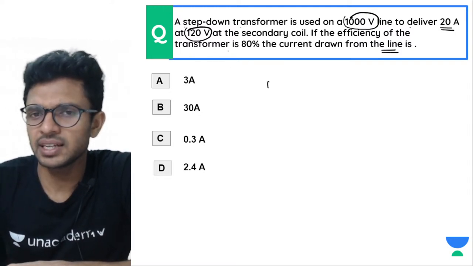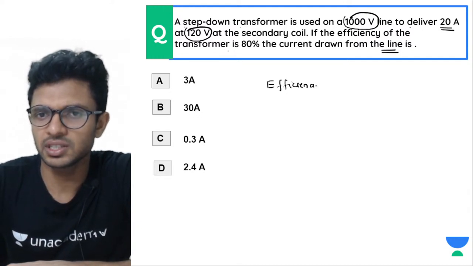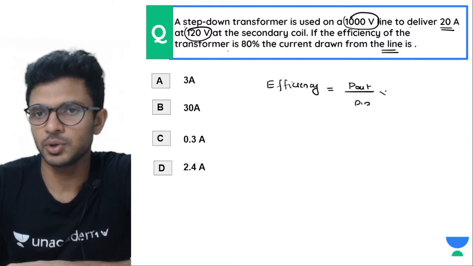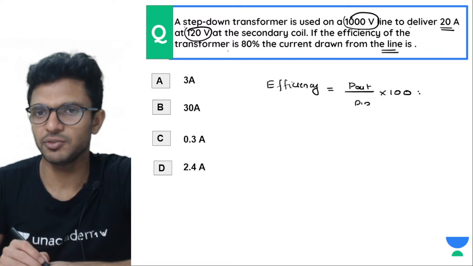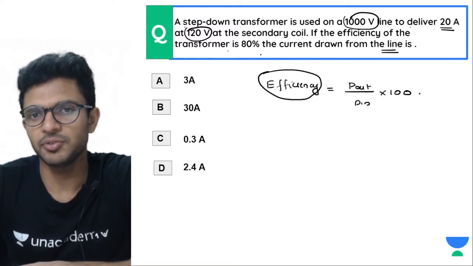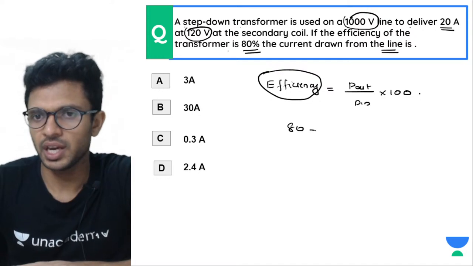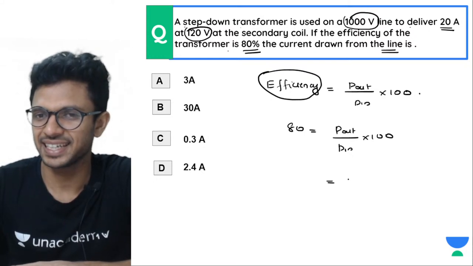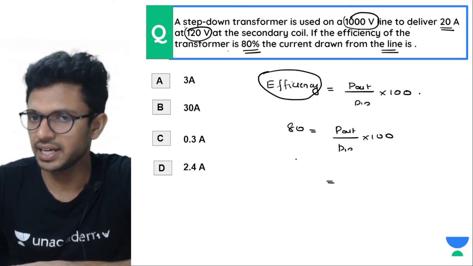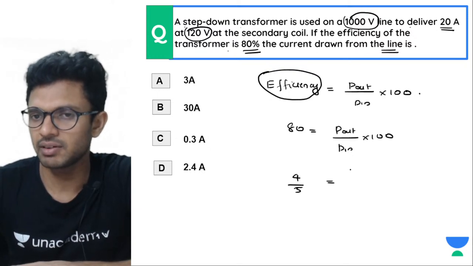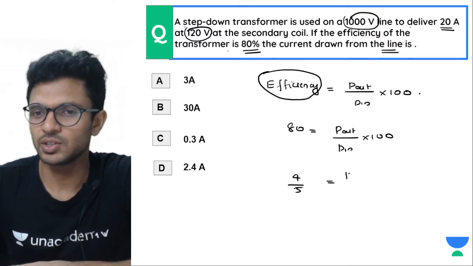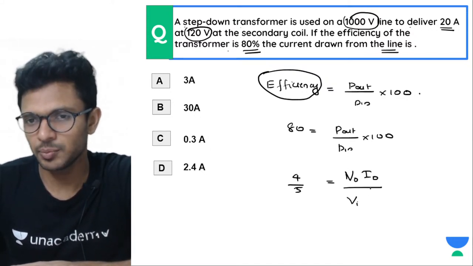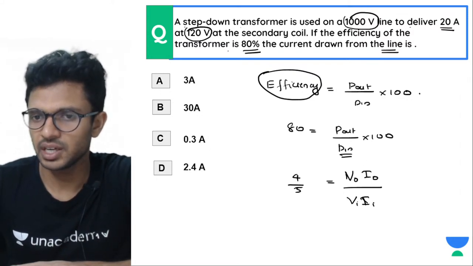Now, how do you calculate the efficiency? Tell me, what is the formula for efficiency? That is power output divided by power input into 100 is how you calculate efficiency. What is the efficiency given? 80. So 80 is equal to power out by power in into 100, right? So 80 by 100, that is 8 by 10, so that is 4 by 5 is equal to power out by power in. How will you calculate the output power? That is equal to output voltage into output current, the whole divided by input power. Input is input voltage into input current.